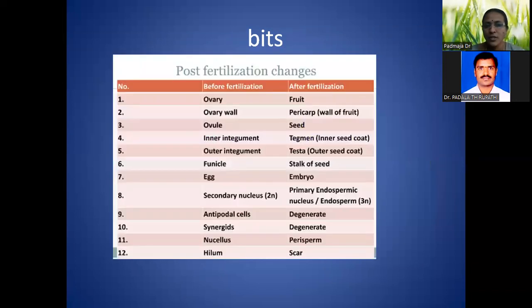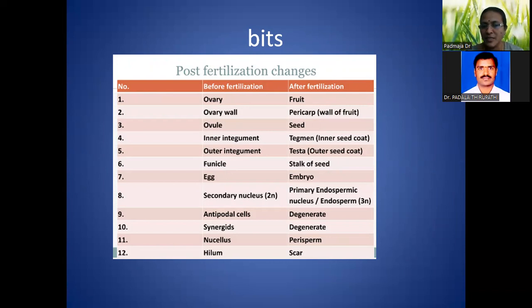And what are the changes after fertilization? The ovary will develop into the fruit, and the ovary wall into the pericarp. The pericarp may consist of the epicarp, mesocarp, and endocarp, and the ovule will develop into the seed. The integuments of the ovule will develop into the outer seed coat and the inner seed coat. The outer seed coat is called the testa and the inner seed coat is called the tegmen. And the funicle of the ovule is considered the stalk of the seed.